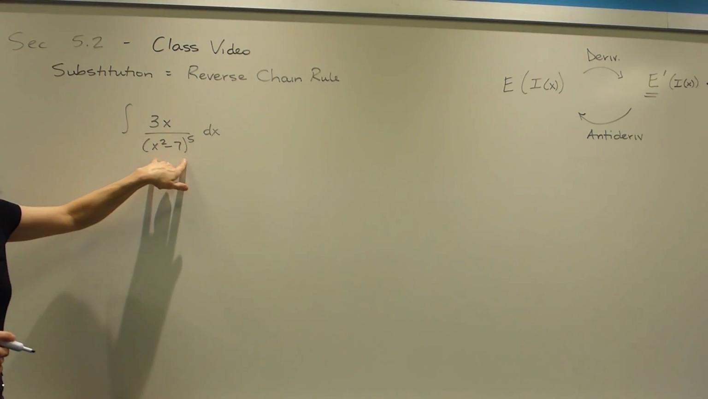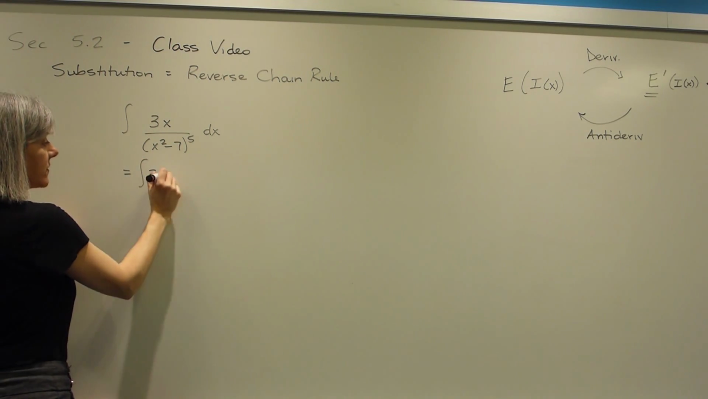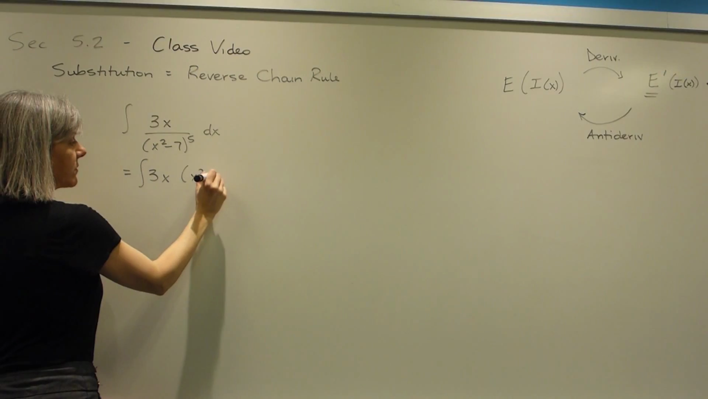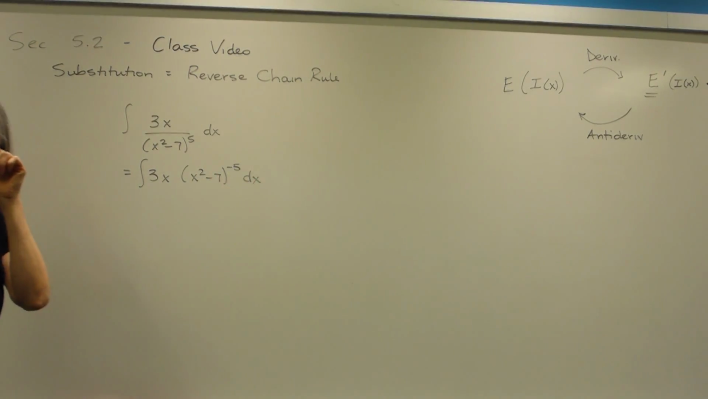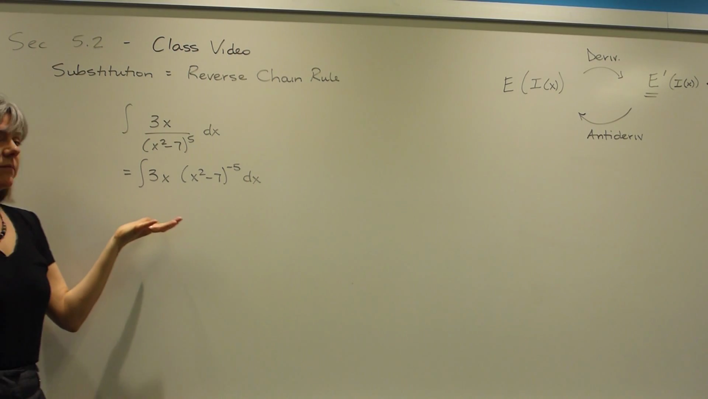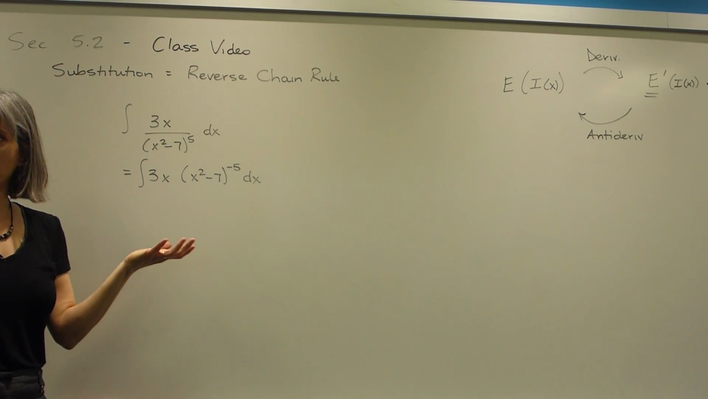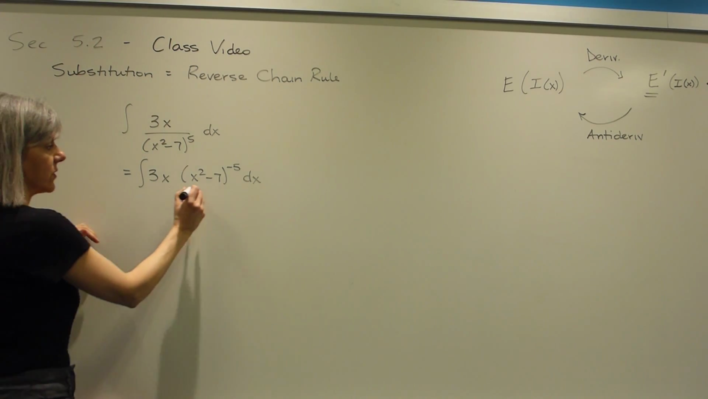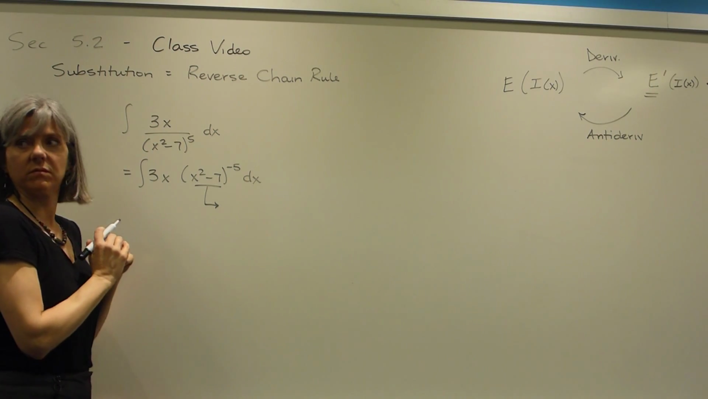So anytime we have that as a power, we want to rewrite it in power form. So integral of 3x, x squared minus 7 to the minus 5 dx. That's what we'd like to do. Still not a basic, but now it's clearer that it's a power, and we have an inside function. So our inside function is here. Derivative is 2x.